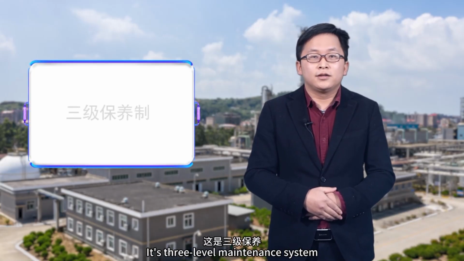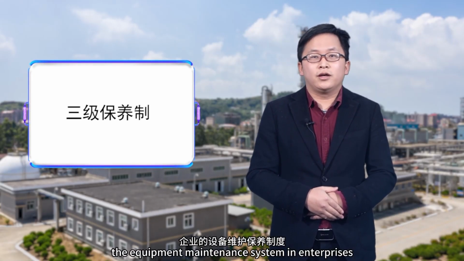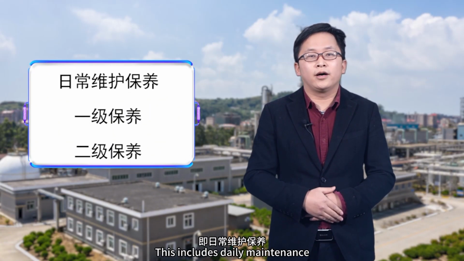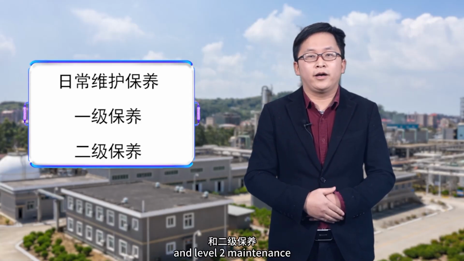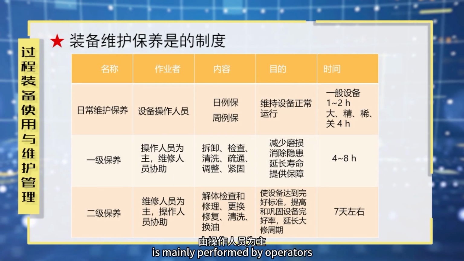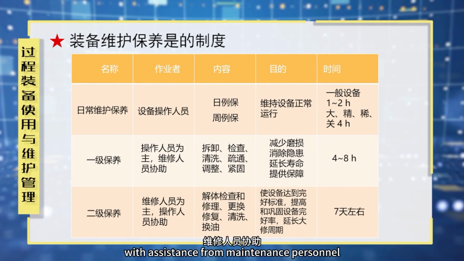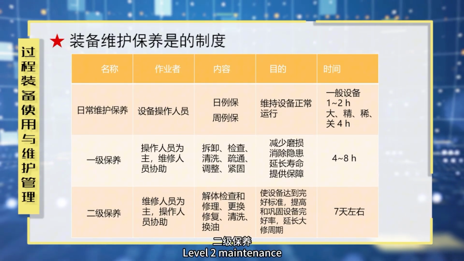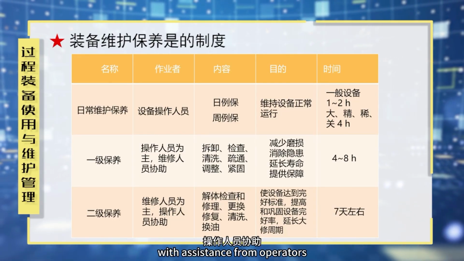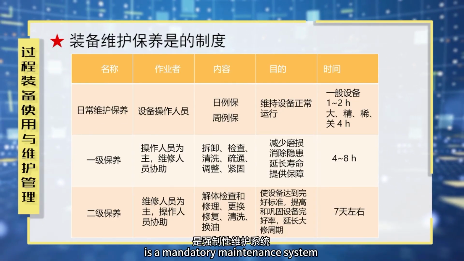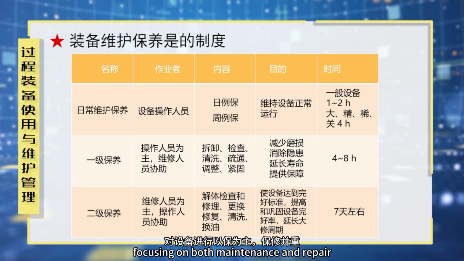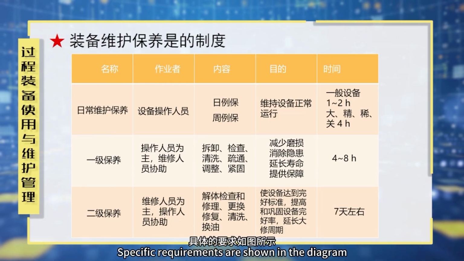It's a three-level maintenance system. Currently, the equipment maintenance system in enterprises implements a three-level maintenance system. This includes daily maintenance, Level 1 maintenance, and Level 2 maintenance. Daily maintenance is carried out by operators. Level 1 maintenance is mainly performed by operators, with assistance from maintenance personnel. Level 2 maintenance is mainly performed by maintenance personnel, with assistance from operators. The three-level maintenance system is a mandatory maintenance system primarily carried out by operators, focusing on both maintenance and repair. Specific requirements are shown in the diagram.